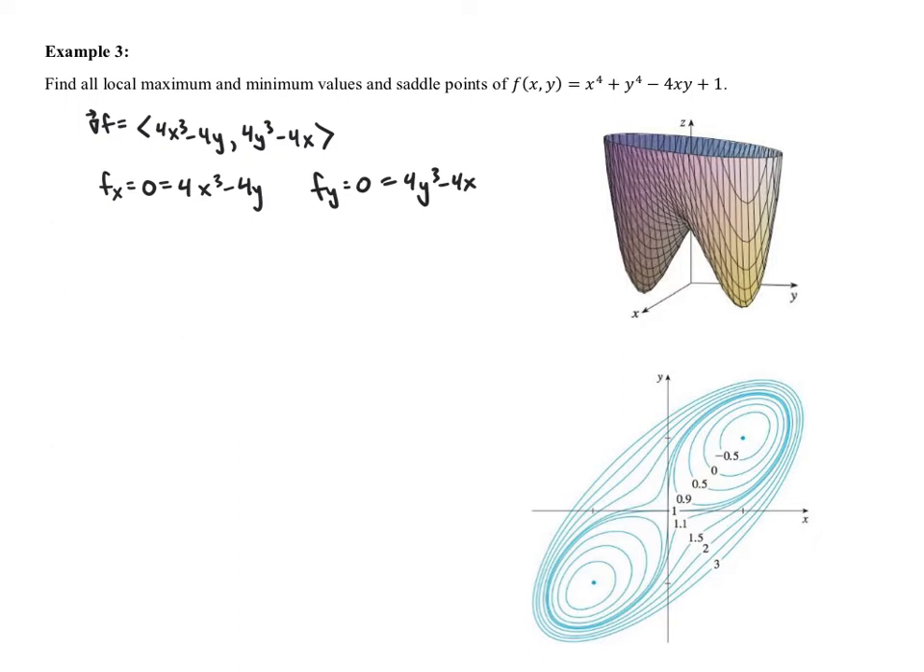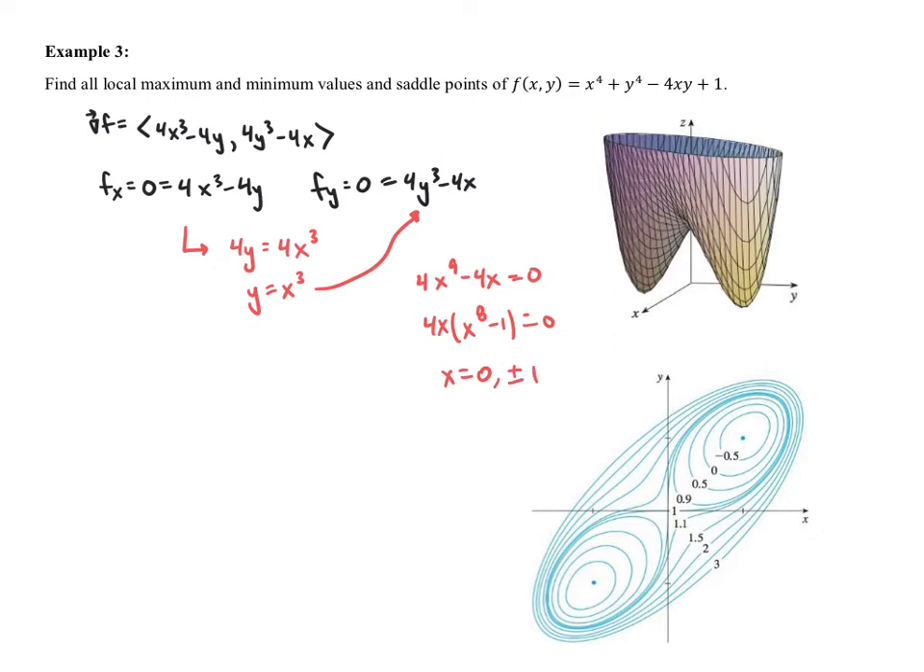What I'm going to do for this one is I'm going to solve this equation. Let me think here for a second. Let's do this equation and solve for y. So if I move my y over, I get y equals x cubed, and then what I'll do is I'll just substitute that in for my second equation, okay? And that gives me 4x to the 9th minus 4x equal to 0, so we can factor out the 4x. We get x equal to 0 and positive or negative 1.